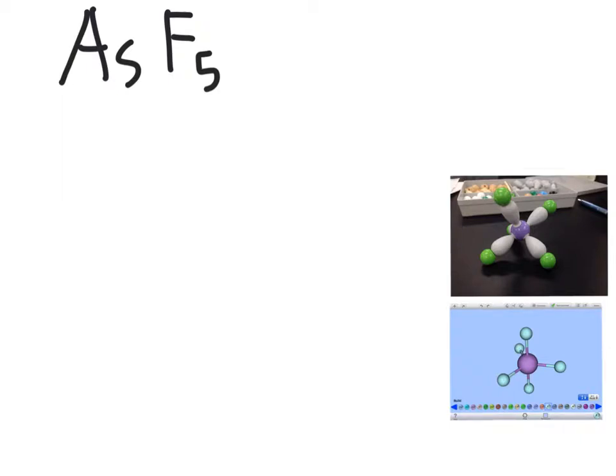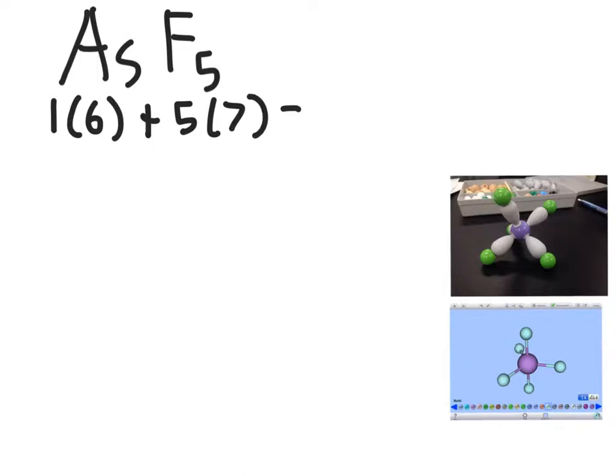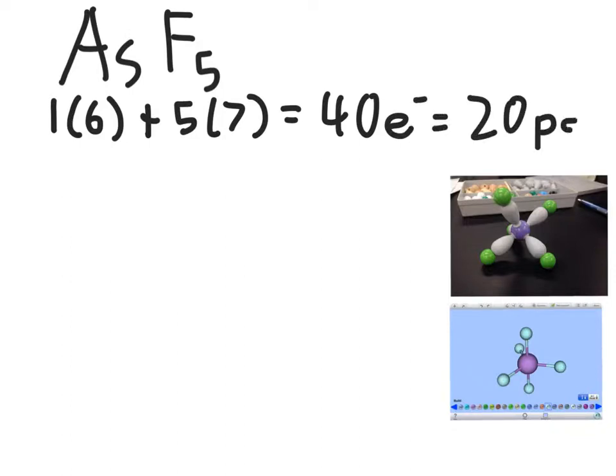So the molecule that we're working with is arsenic pentafluoride. First thing we want to do is figure out how many electrons this has in total. So we have one arsenic times the 6 valence that it has, plus the 5 fluorines times 7 valence for each fluorine. You're going to get a total of 40 electrons, which is equal to 20 pairs.